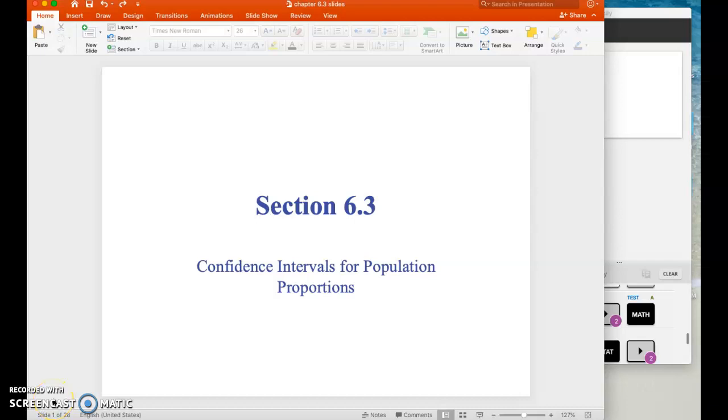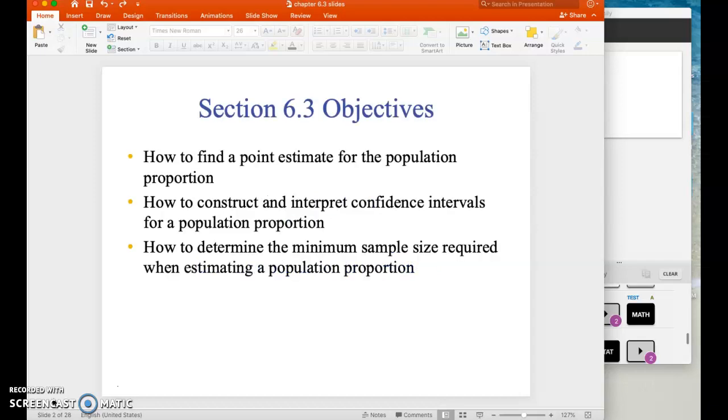This is section 6.3, Confidence Intervals for Population Proportions. In this section, we'll learn how to find a point estimate for the population proportion, how to construct and interpret confidence intervals for a population proportion, and how to determine the minimum sample size required when estimating a population proportion.